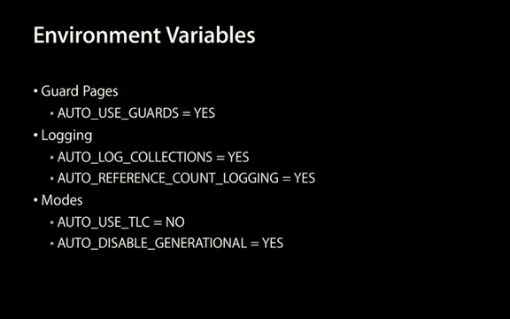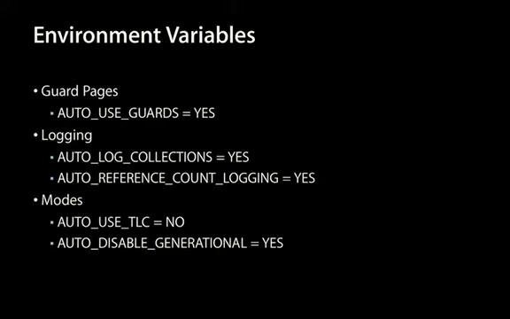So we have some environment variables. To highlight the important ones, AUTO_USE_GUARDS is now available, which gives you guard pages. It always allocates at least 2 pages, puts your object in the first one, and allocates a read-only page after it. It's great for detecting buffer overruns. You've got to have a lot of memory, but it can be really handy.